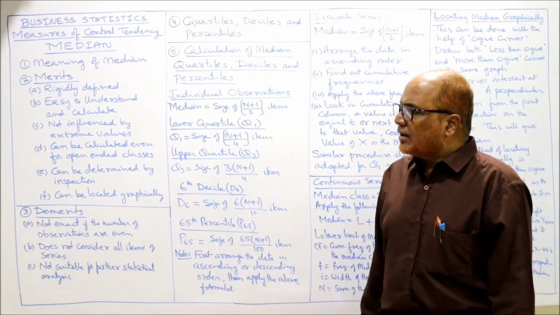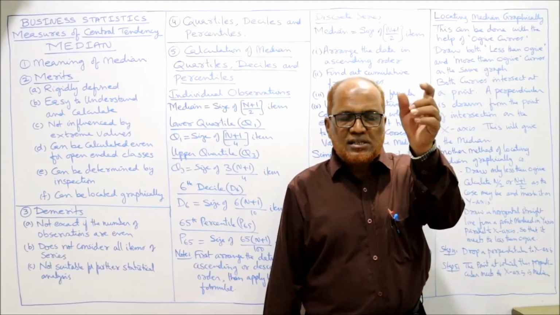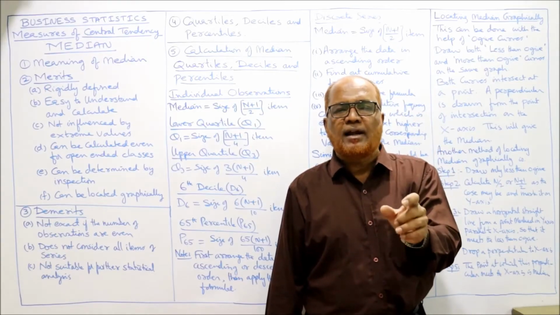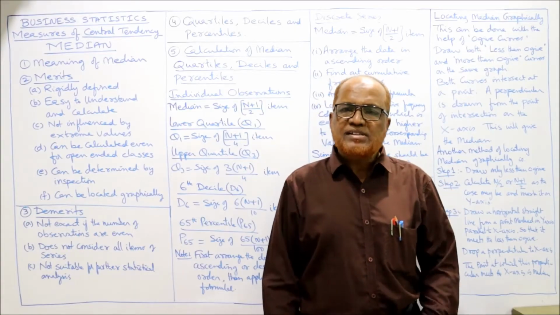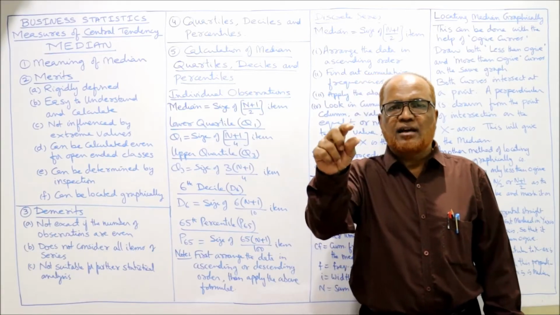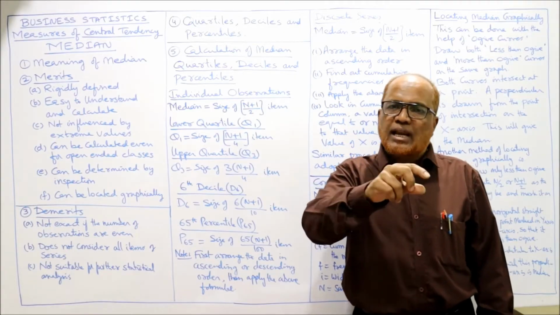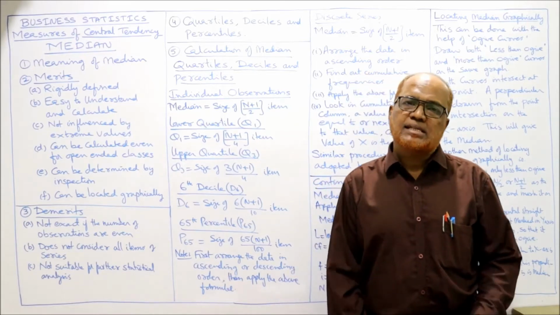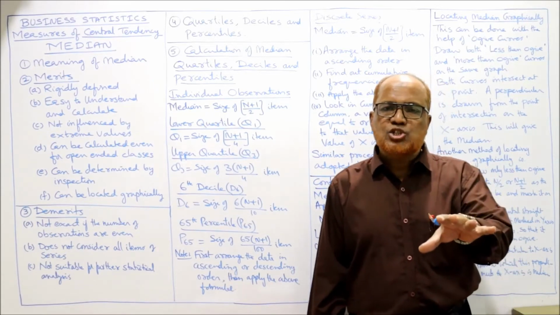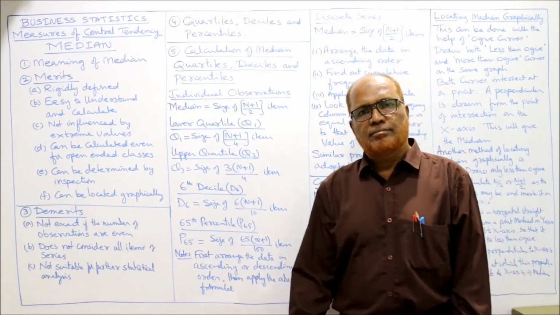Then, it can be calculated for open-ended classes. If the distribution is given open-ended, for example, less than 10 and greater than 100. The first class is given as less than 10, after that 10 to 20, 20 to 30, 30 to 40, and in the same way the last class is given as 800 and above. These are called open-ended classes. So even if the distribution has open-ended classes, we can easily find the median.